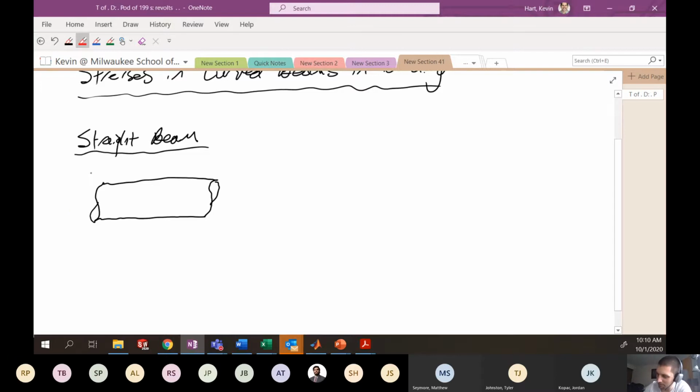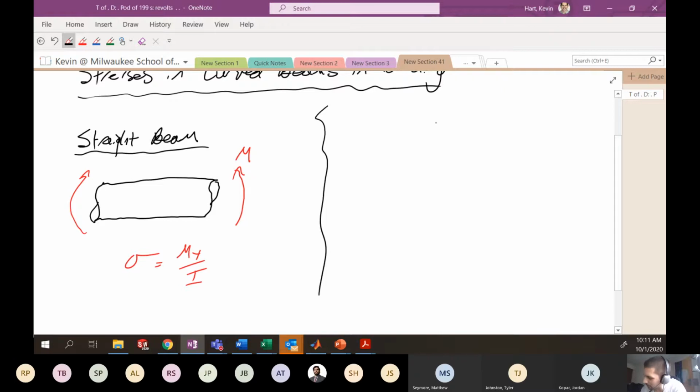And you've seen analysis on this where we put this into bending with some bending moment M. And the stress generally here is My over I in this particular member. So you've seen this before 100 times. You've done this in the first couple of weeks of this class. All right, compare that to what would be a curved beam.